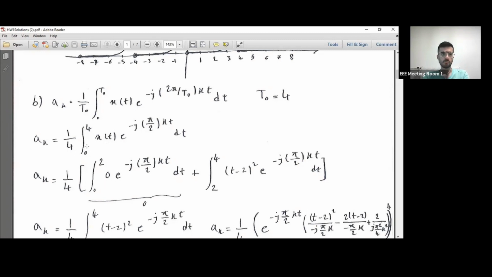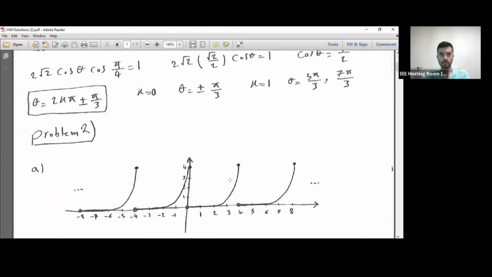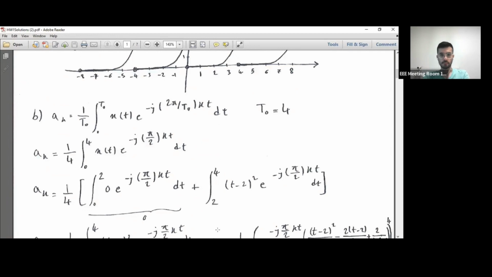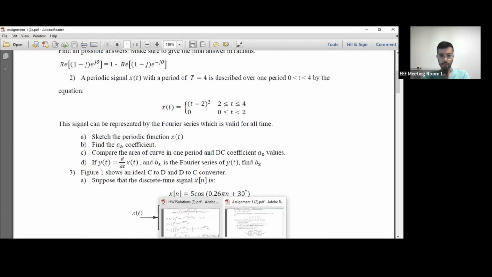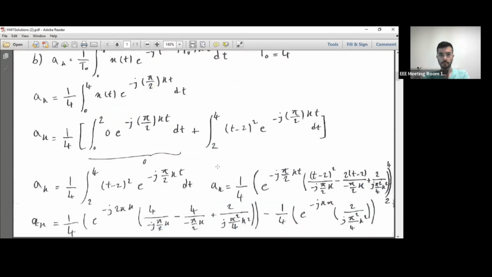So we break 0 to 4 into 2 parts, 2 integrals. First integral is from 0 to 2, and another is from 2 to 4. For the first one, from 0 to 2 is 0, times this one, which definitely is 0. And for another one, we will have the equation, which is in the questions. We'll have (t minus 2) to the power of 2. So we need to replace it here, and times this term.